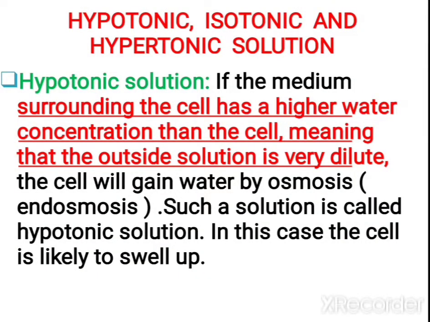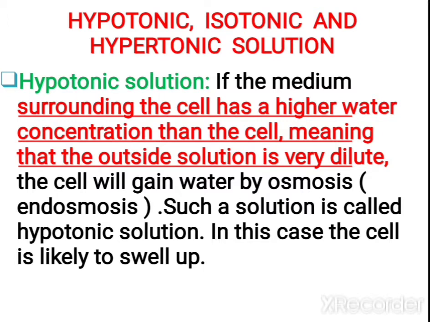Hypotonic solution. What does it mean? If the medium surrounding the cell has a higher water concentration than the cell, that is, the outside medium is dilute, then the water from the outside medium will go inside the cell by means of osmosis called endosmosis. Endo means going inside. Such a solution is called a hypotonic solution.